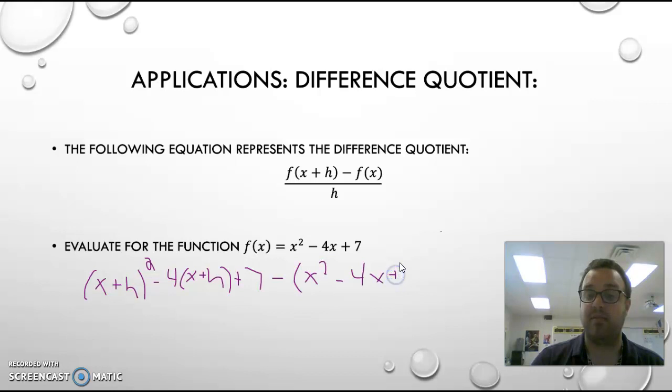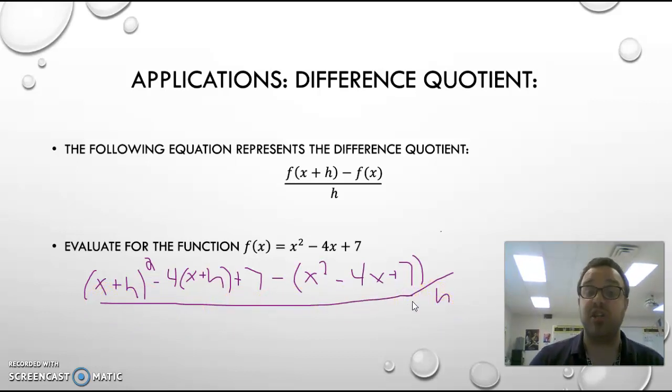And notice how, because I'm subtracting all of f of x, I put this in parentheses; I'll have to distribute this negative through. And all of that is going to be over h. This whole thing is going to be over h, all right? And that's the whole thing. So that includes all of this over here. All of it's over h.